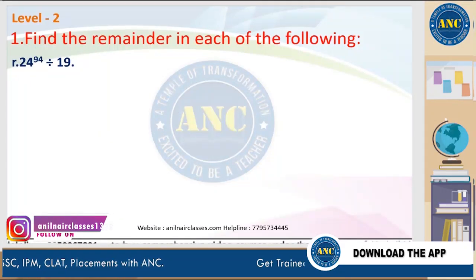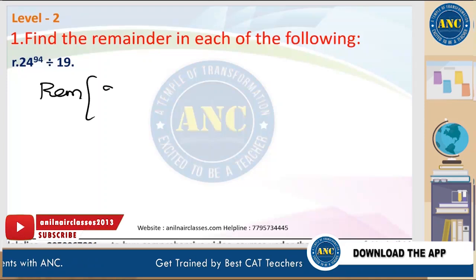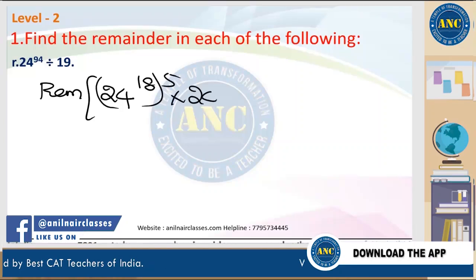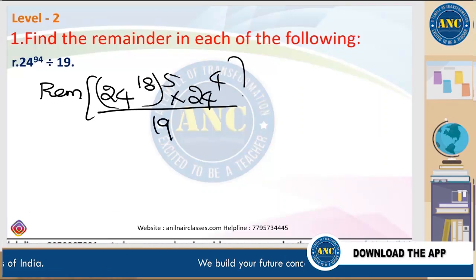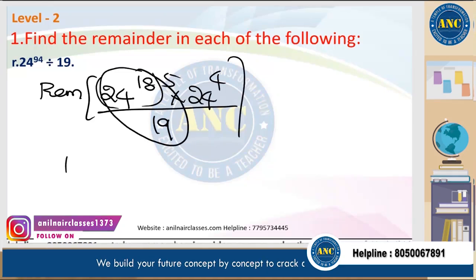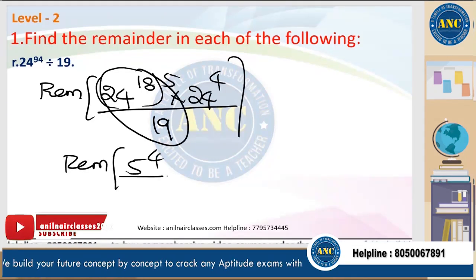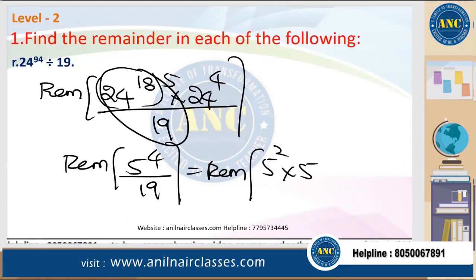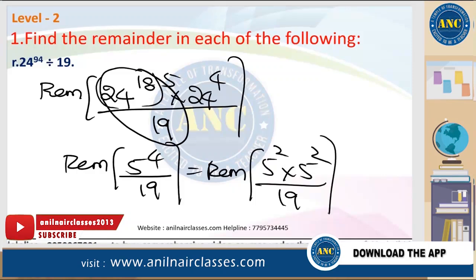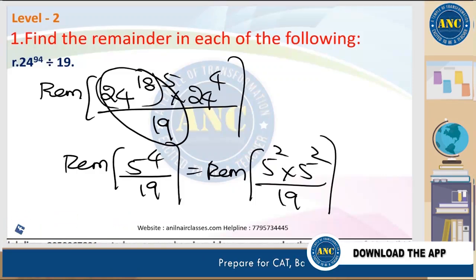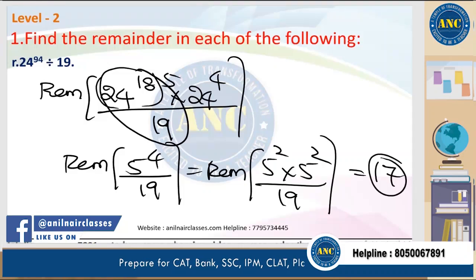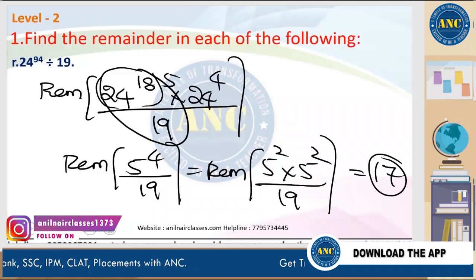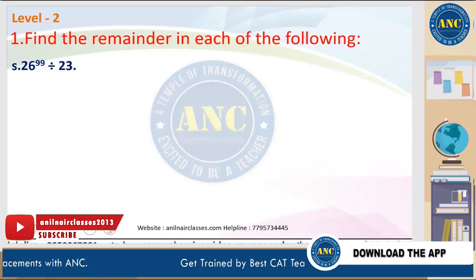Now, 24 power 94. All are exam based questions, sir. 24 power 94: 18 5s are 90. Remaining is 24 power 4 divided by 19. 24 by 19 is 5. 5 power 4 divided by 19 is nothing but the remainder of 5 square into 5 square divided by 19. 25 divided by 19 is 6, 6 sixes are 36, 36 by 19 gives 17. These are all the concepts which we discussed. I'm going a little fast so that we will not waste your time and my time.